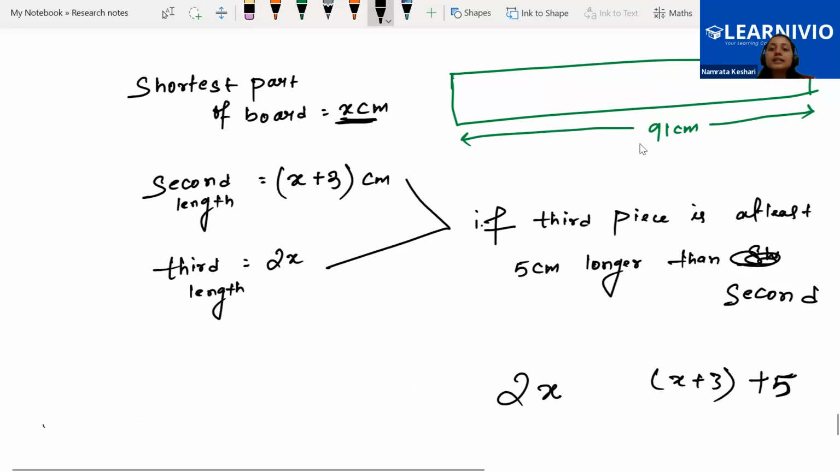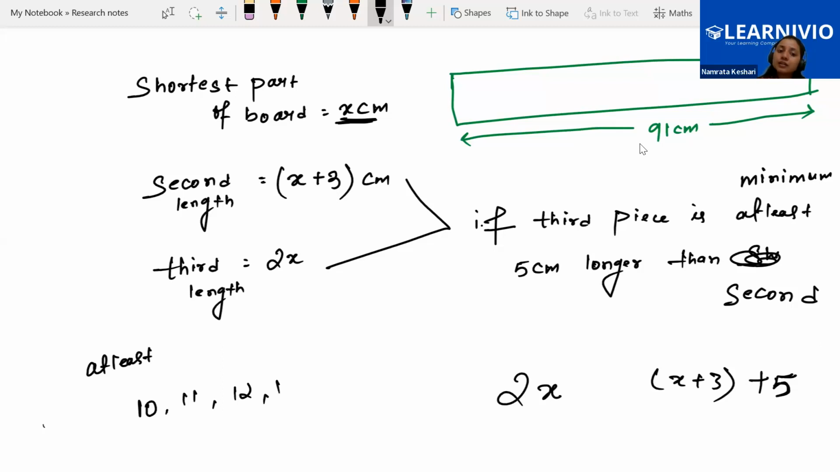At least means minimum. If you are saying at least 10 chocolate you need, that means 10 is okay, 11 is okay, 12 is okay, 13 is okay, 14 is okay, but less than 10 is not okay. 10 or more than 10 is okay, but not less than that. Yes or no?